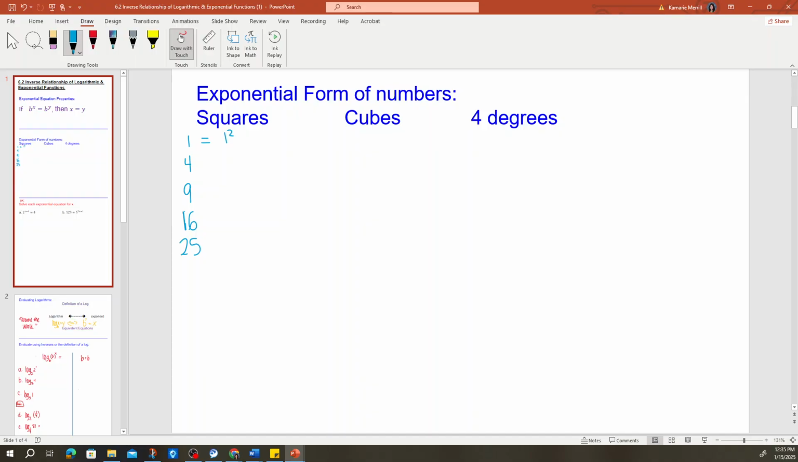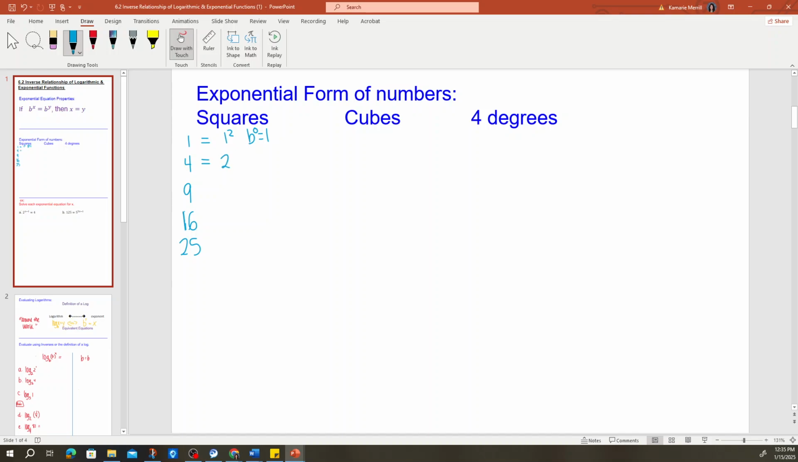1 is just a 1 squared. And 1 can be rewritten in a couple different ways also. Any base raised to a 0 is technically 1. So you can rewrite 1 in a couple unique ways, which we'll get to.